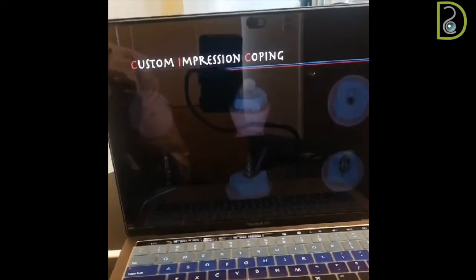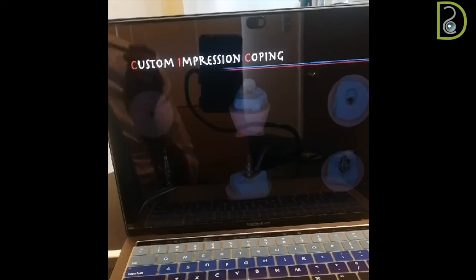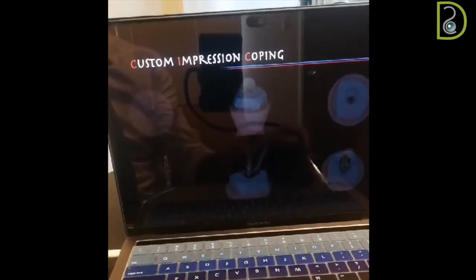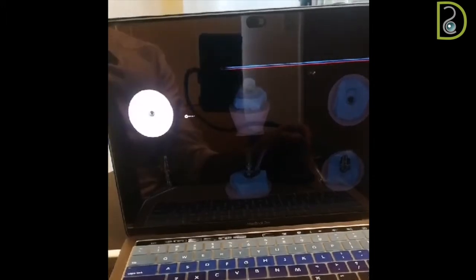So now we preserve the interdental papillae, we preserve the gingival margin level. However, how can we transfer this picture to our restorative dentist so he can mimic exactly what we made for him? So that's why something really important for me as a periodontist or as a surgeon is to provide the restorative dentist with a custom impression coping.